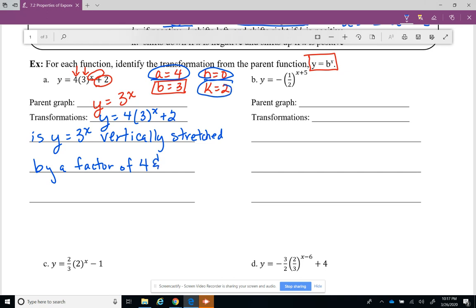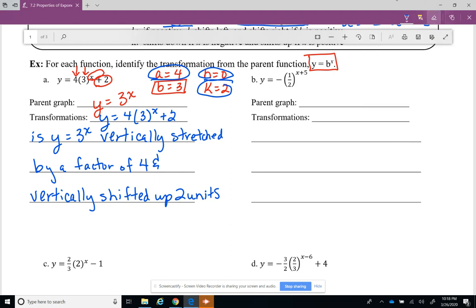All right, k tells me whether or not I'm going to go up or down. Well, going up or down is vertical too. So it's vertically shifted is the word we want to use there, up 2 units.